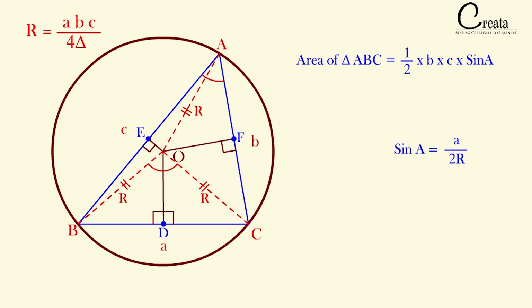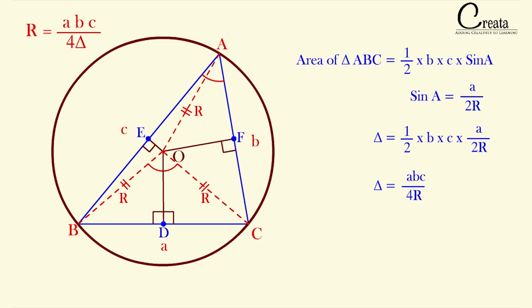Let's put the value of sine A into the formula of area of the triangle. That is, area of triangle we have seen as half into b into c into sine A. On putting the value, we got area of triangle, that is delta, is equal to half into b into c into a upon 2R. On solving, we got delta is equal to abc upon 4R. On simplifying, we got the value of R as abc upon 4 delta. Okay, this is the proof of the formula of circumradius. We got the circumradius as abc upon 4 times the area of the triangle, that is delta.